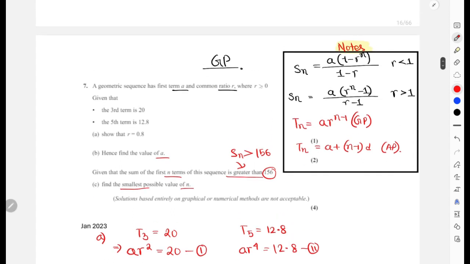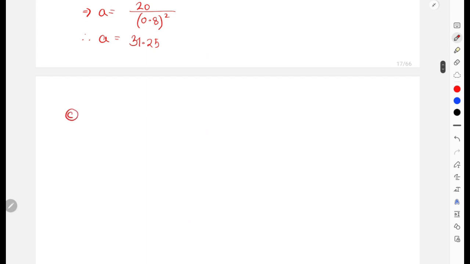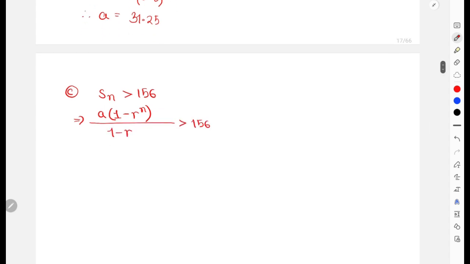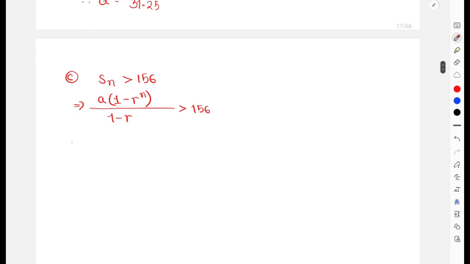As we can already understand, the value for r is less than 1 for this specific equation. This is the equation for sum of n terms that we have to use, and for part C we will actually start using this: sum of n terms greater than 156, which is going to be a(1 - r^n) divided by (1 - r) greater than 156. Now we do not know the value for n, but we know that the values for a and r are 31.25 and 0.8 respectively. So we'll input those values into the equation.